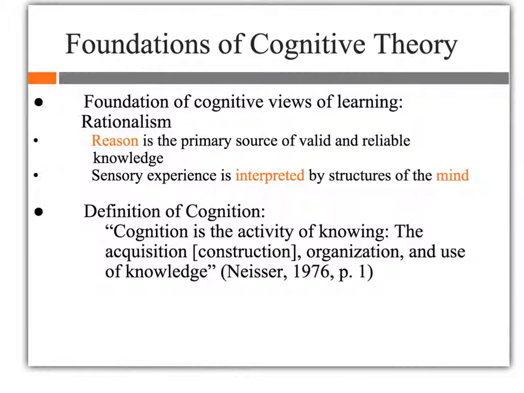And so they began studying rationalism and reason, and they believed that reason was the primary source of valid and reliable knowledge, and further, sensory experience is interpreted by structures of the mind. So how about defining cognition? Cognition is the activity of knowing, including the acquisition or construction, organization, and use of knowledge.